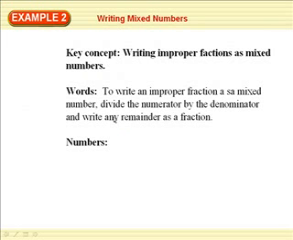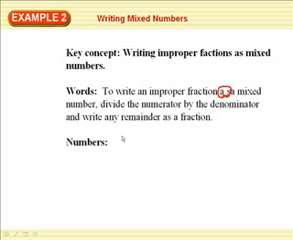All right, example number 2 says write improper fractions as mixed numbers. So the opposite. To get that one, we multiplied. So the opposite of multiplying would be to divide. To write an improper fraction as a mixed number, divide the numerator by the denominator and write the remainder, any remainder, as a fraction.